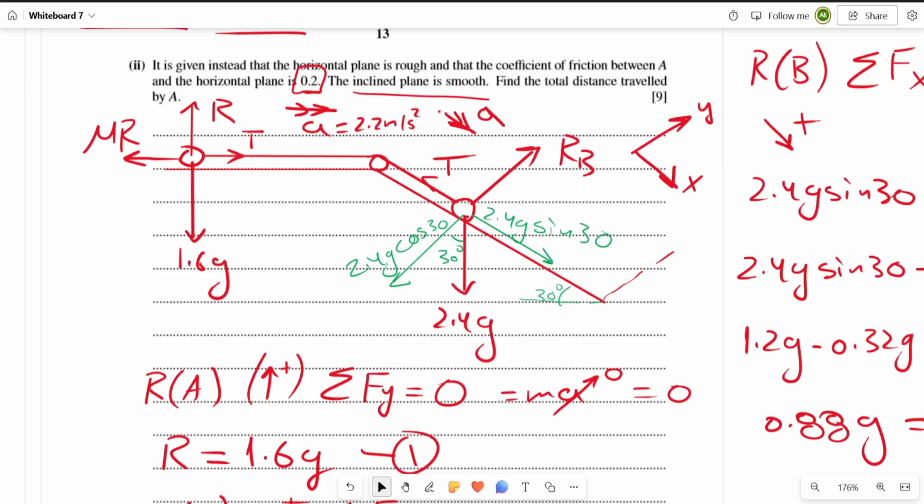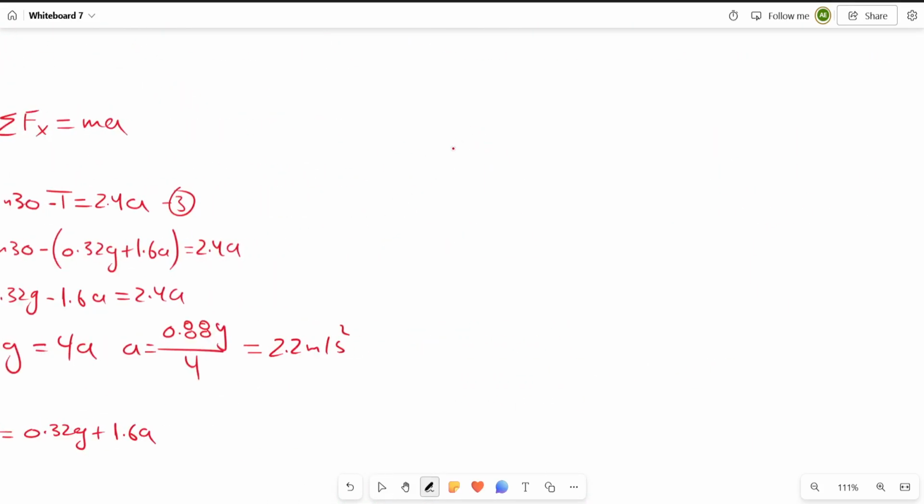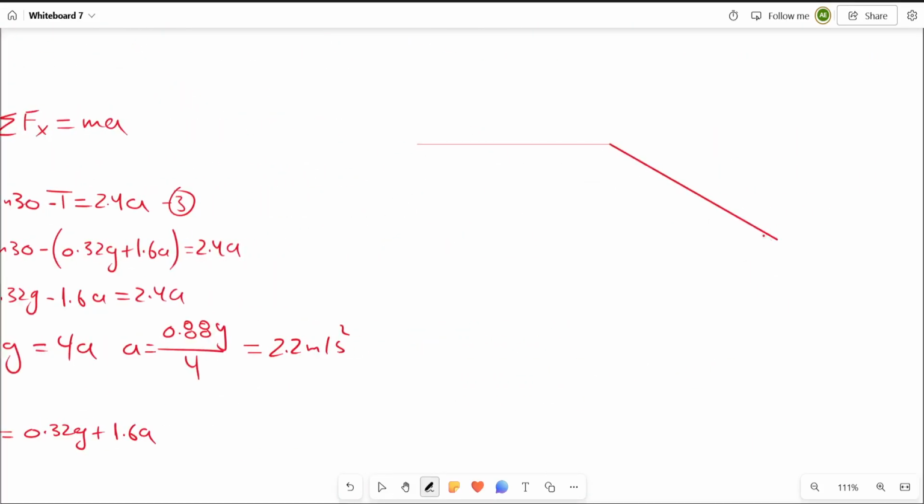Now, I want to find the total distance traveled by A. First of all, B is gonna move this distance, which is 1 meter, until it stops. So when B moves this distance of 1 meter, obviously A is also gonna move a distance of 1 meter. So A is gonna be over here, 1 meter, with an acceleration of 2.2 and some final velocity V, which I need to get.